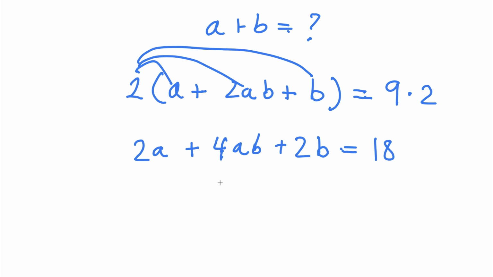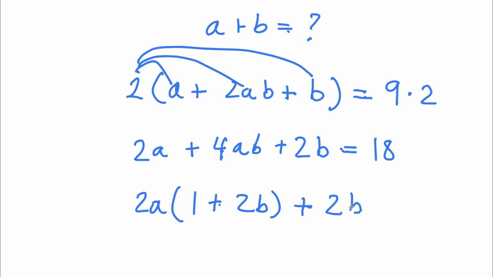So now what I'm going to do is factor out 2a from 2a + 4ab. So now I have 2a times (1 + 2b). Now I have this plus 2b, and this is equal to 18.